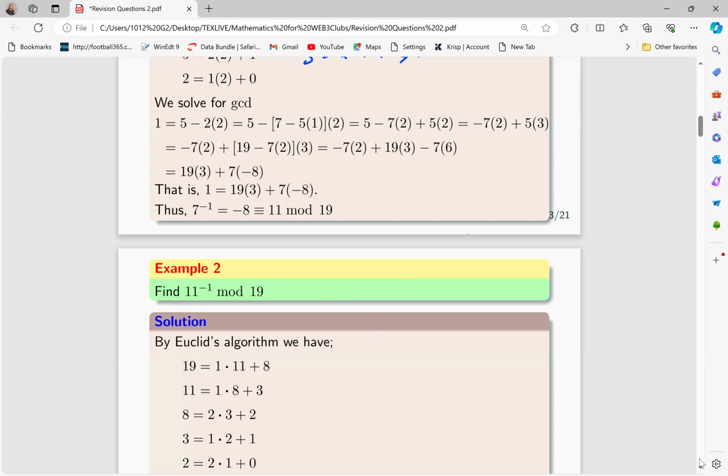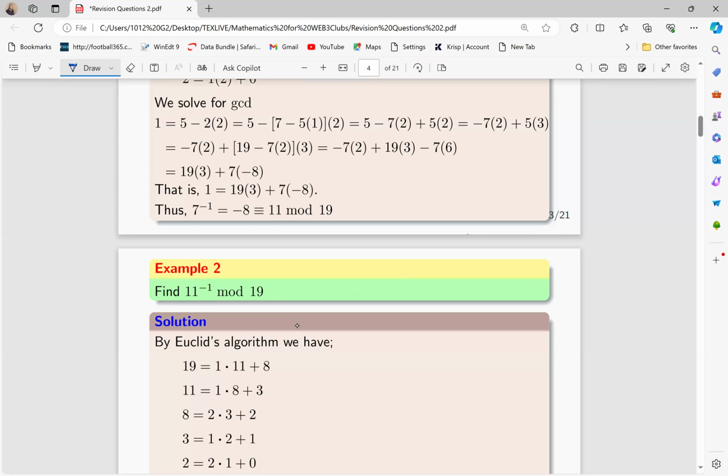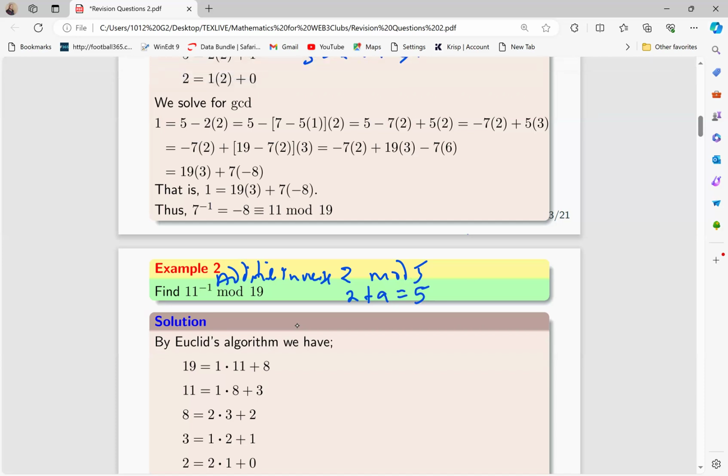What I've said is, when you are looking at addition, let me remove the word negative and just write additive inverse. The additive inverse of 2 mod 5 is that element which when added to 2 gives you 5. That's what it does. So you just make it the subject of the formula, and you get 3.